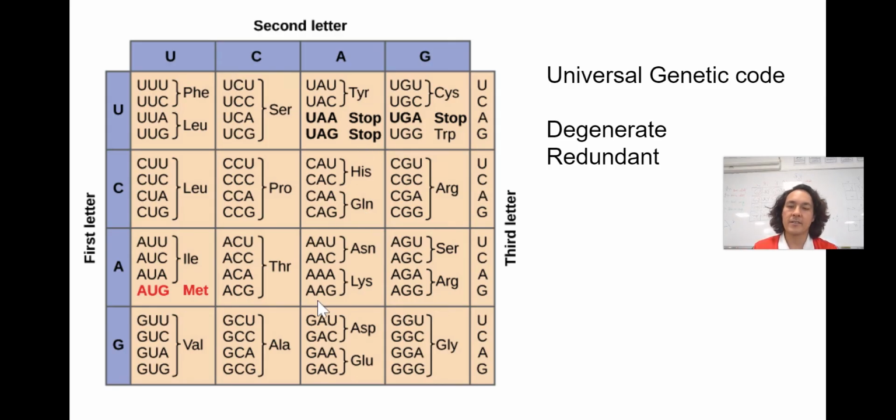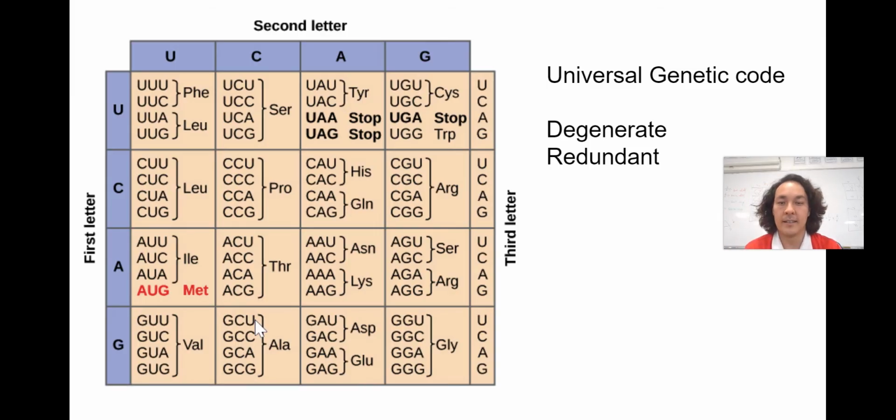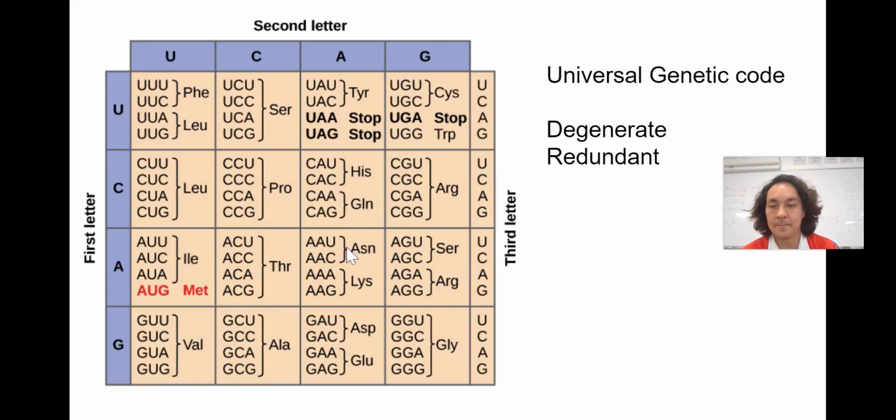But what you can start to see is that many of them will have the same first 2 letters, but the third letter may be different. This is called the wobble hypothesis, and it shows that the genetic code is degenerate or redundant. If you look at this, there's 20 amino acids, but yet there are 64 combinations of the 3 letters in the codon and anticodon, right?